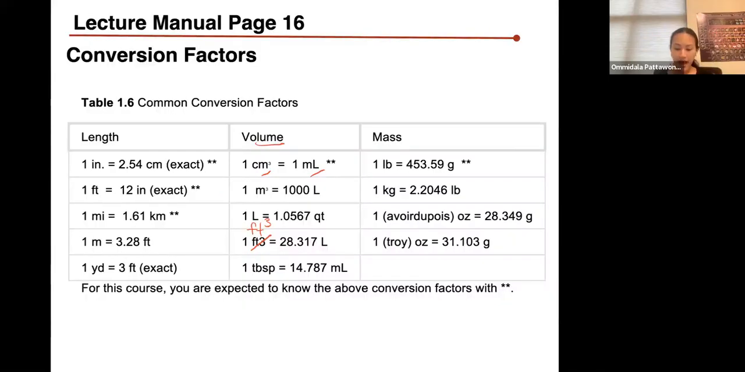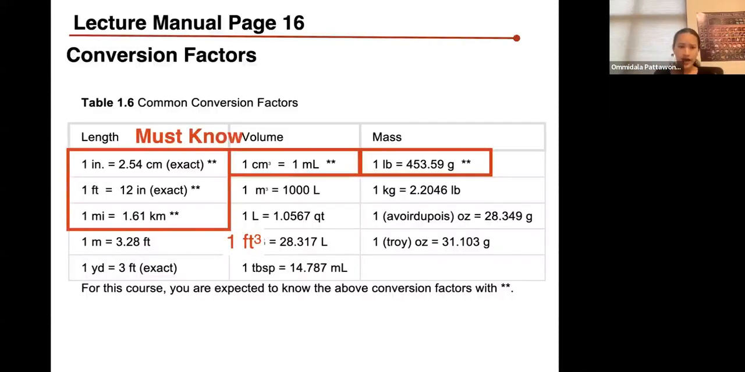The last one is mass, right? So these are the conversions for mass, from pounds to grams, kilograms to pounds, and so on. You need to be able to use these in order to convert from one unit to another. Again, know that this table right here, most of the time you are going to use when you have to deal with going from metric or SI units to English units, and vice versa.